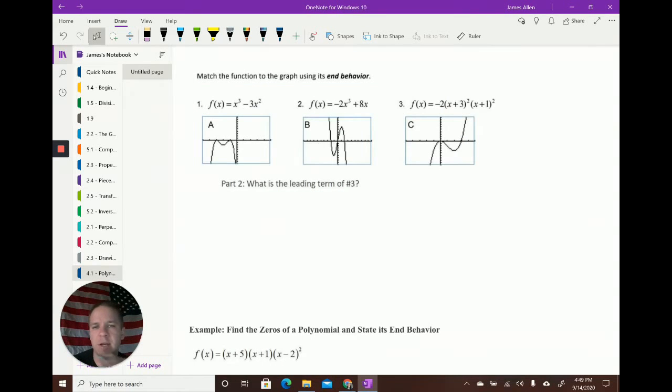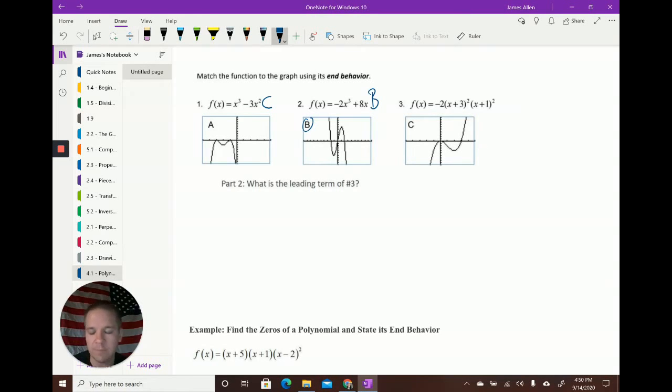So this next example here has a couple parts. One, we're going to match the graph using the end behavior, and then we're going to do a little extra math down here about the leading term in number 3. So let's see here. I have a positive cubic function, and we know that looks like the S, and it's ending up to the right. So positive, it's going up and to the right. This would be part or letter C here. For number 2, it's a negative cubic, so that means it's ending going down and to the right, which would be B. That's this one right here.